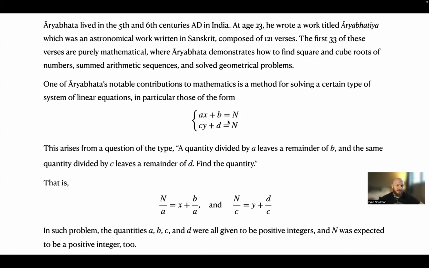And this system arises from a question that is similar to this. A quantity divided by A leaves a remainder of B, and the same quantity divided by C leaves a remainder of D. What is that quantity? So, in a more one-to-one equation, what this is saying is that our quantity N divided by A gives us some whole number with a remainder of B over A. B is the remainder. And same thing, N divided by C leaves a remainder of D. And again, in these problems, A, B, C, and D were all given to be positive integers, and N was expected to be a positive integer as well.